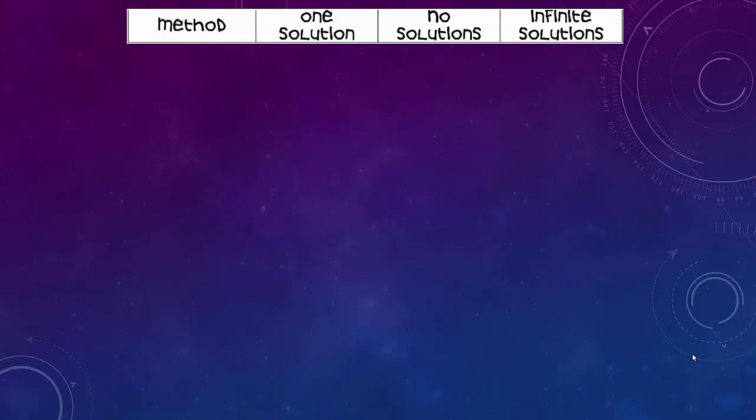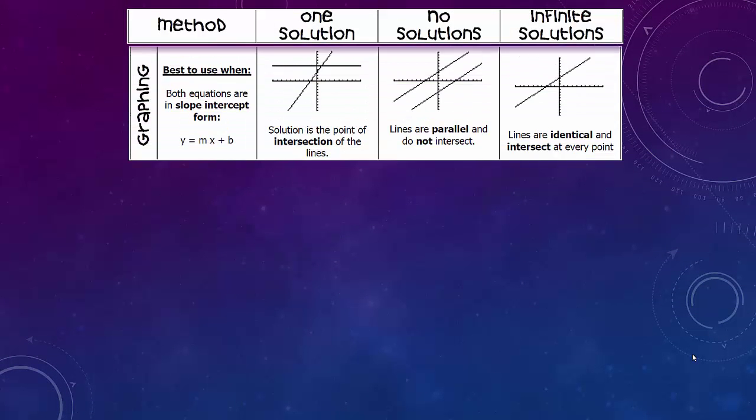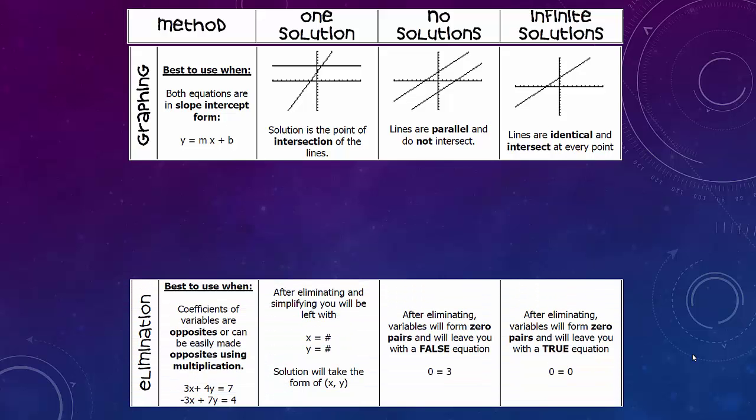Alright, so there's three different methods that we're going to focus on today. So one is graphing, and that's best when you're either given a graph, obviously, or if the equations are in slope-intercept form and you're comfortable with going ahead and graphing that. The other is elimination. That one is probably the most commonly used one, and it's the one that you can use in just about any situation.